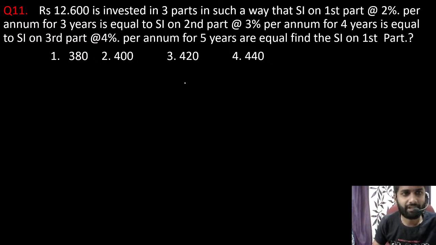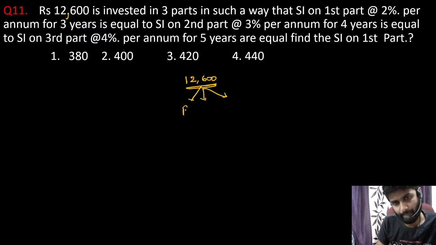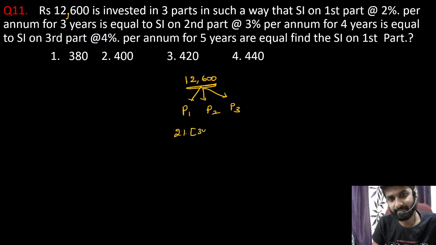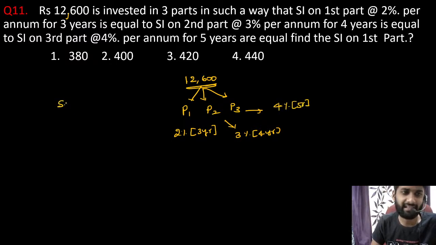Next one. So there is 12,600 rupees. 12,600 rupees is invested in three parts: P1, P2, P3. The simple interest for the first part is 2% per annum for 3 years. The second part is 3% per annum for 4 years. The third part is exactly 4% per annum for 5 years. They mention clearly that the simple interest for all the parts is equal.